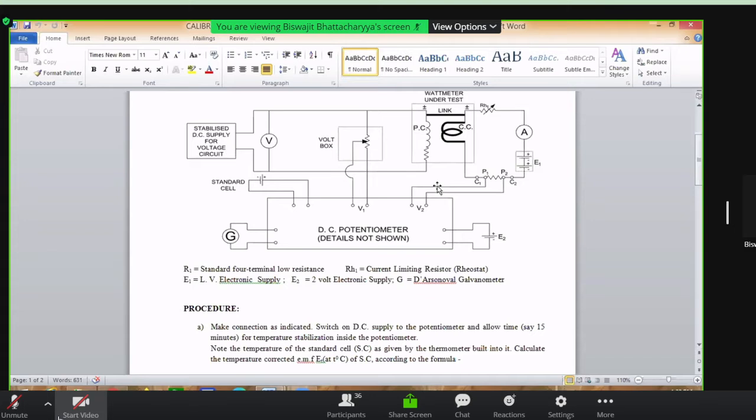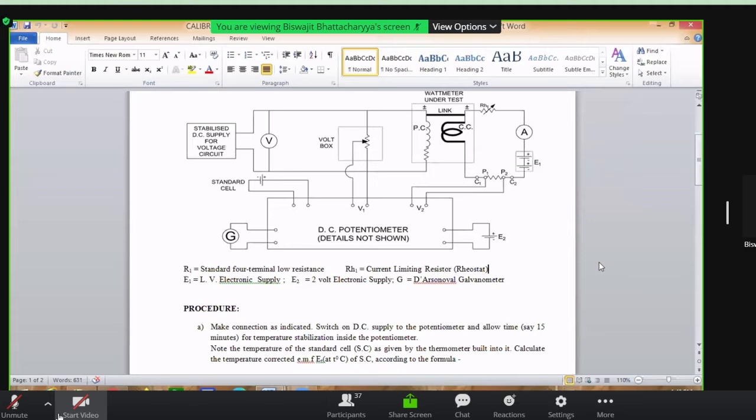So what is the option? The option is we can connect a link in the lower two nodes also. But the problem will be that a closed circuit will be established between the pressure coil and current coil. A large circulating current will flow between the two, and the current coil will short the terminal. Heavy current will flow, and the current coil circuit will be completely burnt out, damaged.